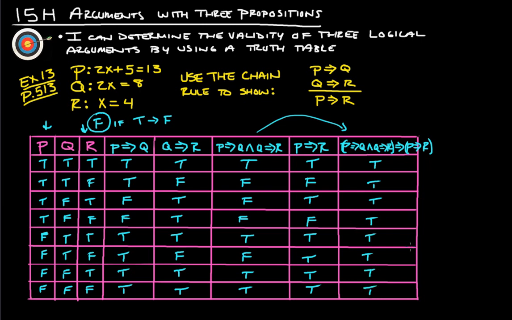Since these are all true, that makes this a tautology, which means therefore this is a valid argument. Logically this is a valid argument, and we can also see that by figuring out that if 2x plus 5 equals 13, we'll eventually figure out that x equals 4.